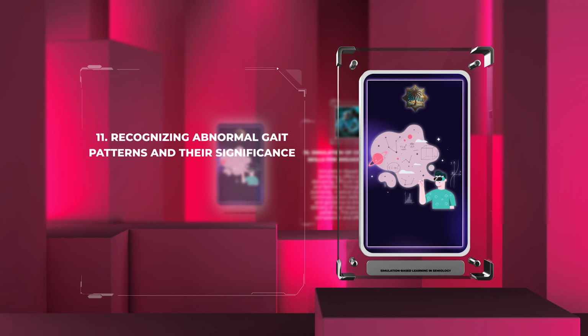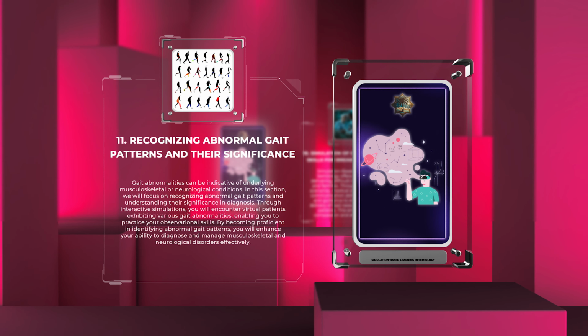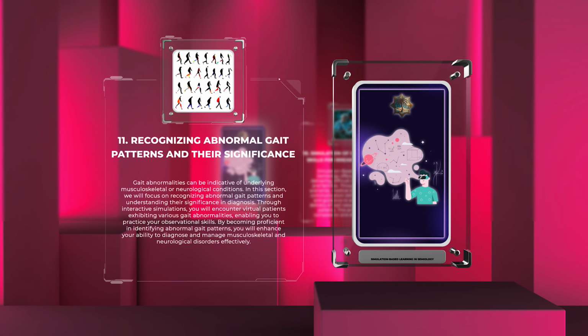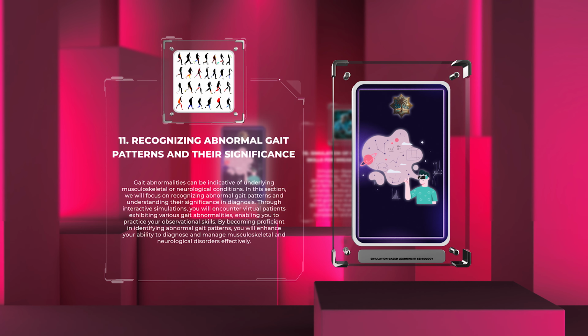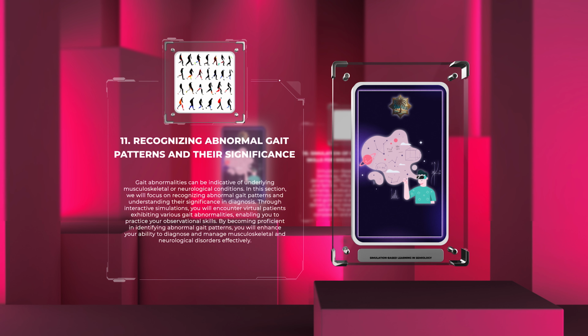Gait abnormalities can be indicative of underlying musculoskeletal or neurological conditions. In this section, we will focus on recognizing abnormal gait patterns and understanding their significance in diagnosis. Through interactive simulations, you will encounter virtual patients exhibiting various gait abnormalities, enabling you to practice your observational skills.